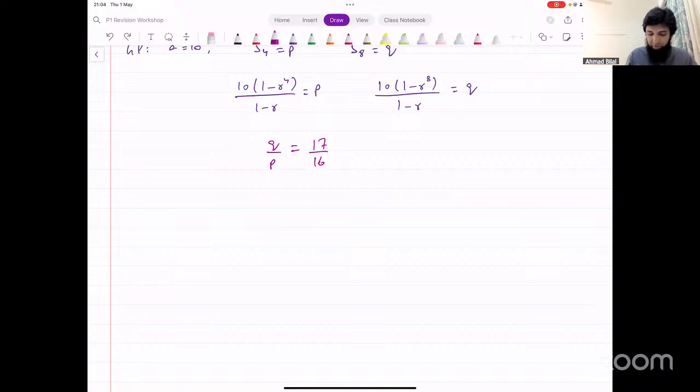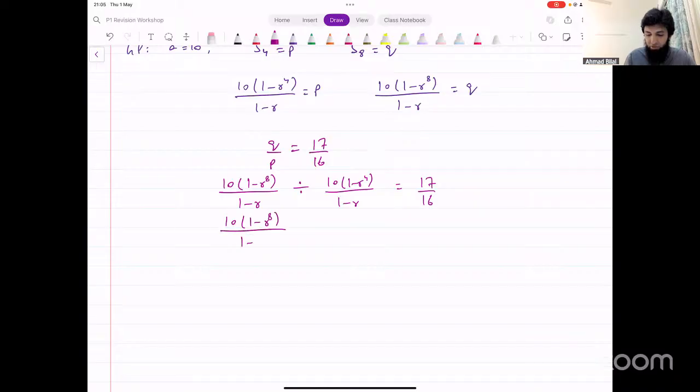So we can write it separately to make things easier to understand. This is q, 10 into 1 minus r raised to power 8 divided by 1 minus r, that divided by p, which is 10 into 1 minus r raised to power 4 divided by 1 minus r, that should equal 17 over 16. Right? Now, when you replace this with the multiplication sign, it ends up being something like this. This over 1 minus r into 1 minus r divided by 10 into 1 minus r raised to power 4, that equals 17 over 16.